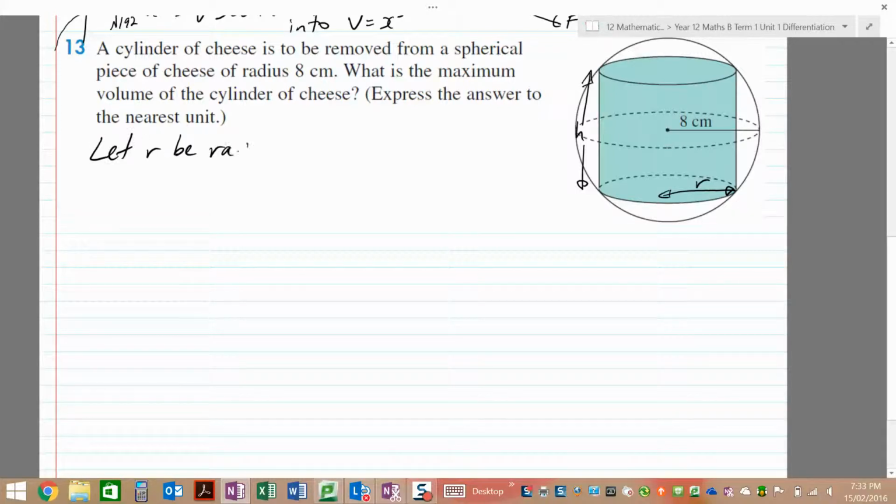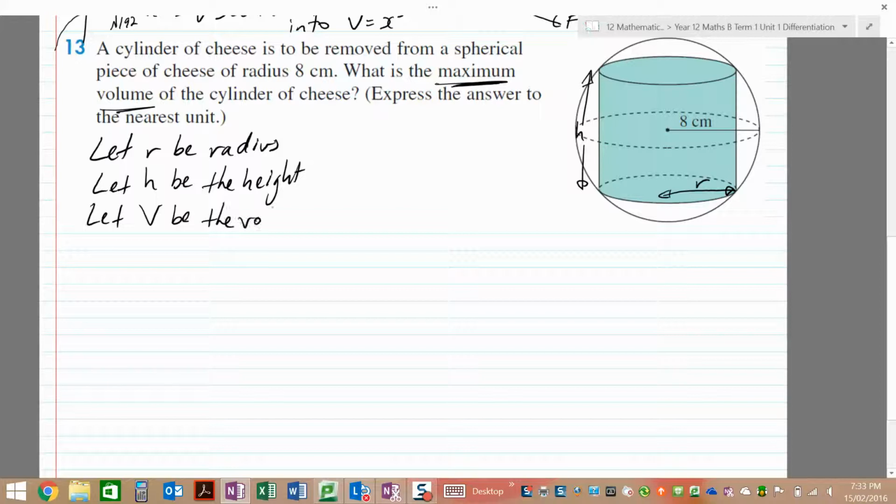Let r be the radius, let h be the height. We need to find the maximum volume. Let v be the volume. Okay, so I can make a formula for the volume of a cylinder: volume equals pi r squared h. We should be good at that by now.